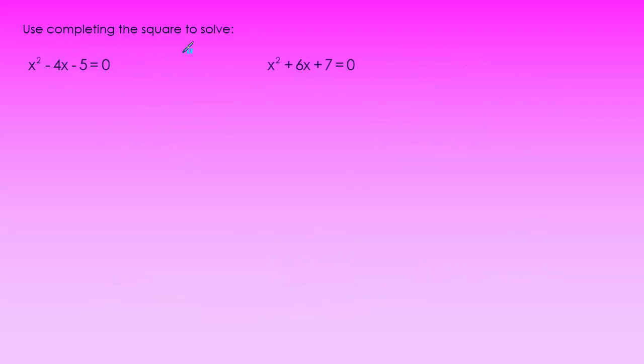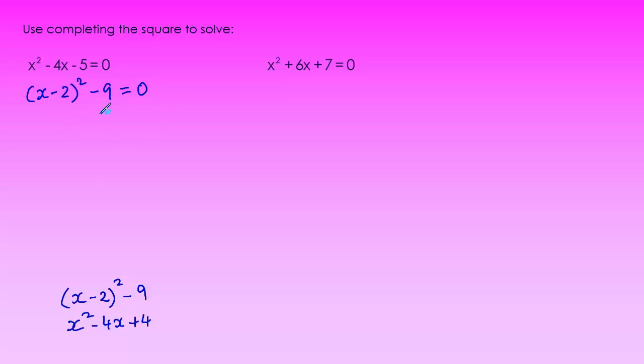Use completing the square to solve the following. So let's look at this one. So we need x minus 2 all squared. That would give me x squared minus 4x add 4. We want minus 5, so I'm going to need to take 9 off. So I have x minus 2 all squared, take away 9 is equal to 0.